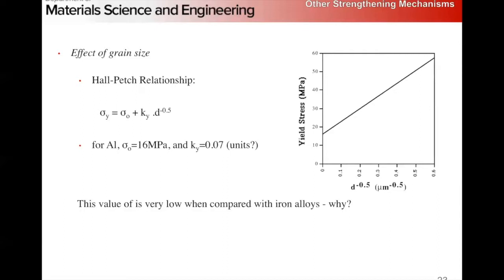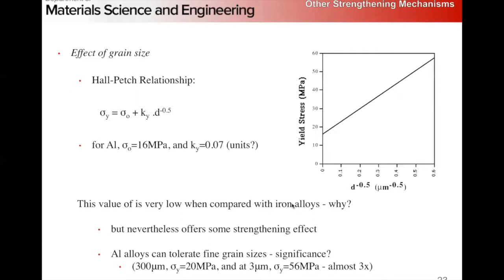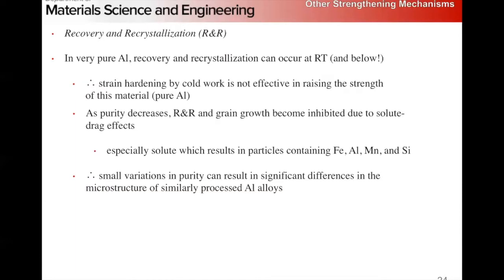Grain size: remember our Hall-Petch, our K_y is quite small, and this is very low compared to iron alloys. Remember, this is BCC, but we do see some strengthening effect. Unlike some other alloy systems, with aluminum we can generate very fine grain sizes and retain very small grain sizes. So we can reduce the grains by over 2 orders of magnitude, and even though the Hall-Petch effect is very small, this big reduction in grain size can give us an almost 3 times effect in strengthening, going from a yield strength of 20 MPa in commercial pure aluminum to 56 MPa, right?